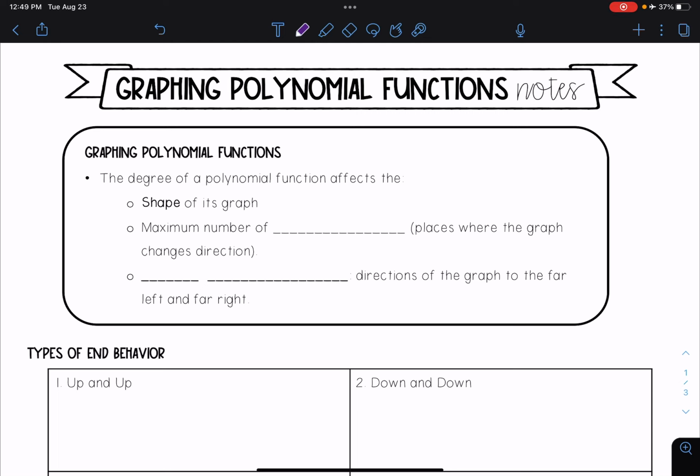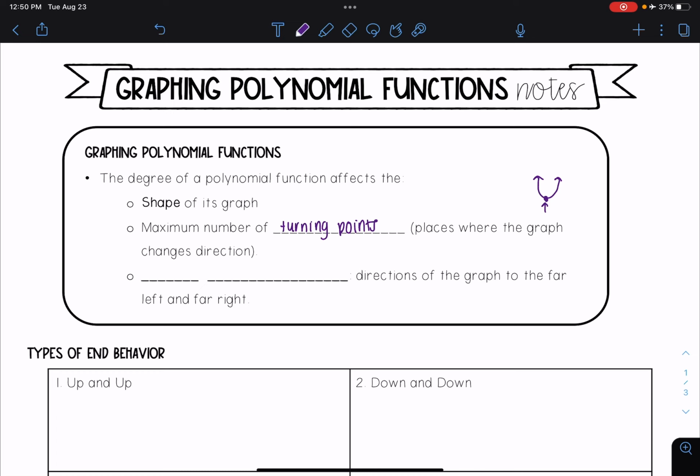First, it affects the shape of its graph. Then it also affects the maximum number of turning points. And that is the places where the graph changes directions. So for instance, for a parabola, the vertex would be a turning point because it's going from decreasing to increasing at that point.